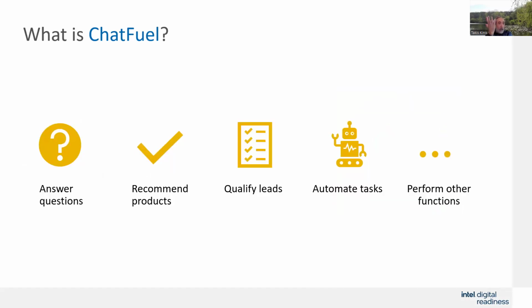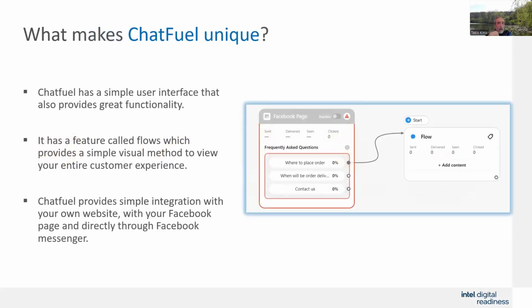What does it do? It answers questions. It recommends products. It qualifies leads. It automates certain tasks, and it does a bunch of other stuff too. And when you get into the product, you'll see how powerful it is without really knowing how to do very much with it in the first place. It's got a pretty clear-cut user interface, although when you watch the video I created earlier today, I was stumbling all over the place with it, which is fine. I did eventually figure it all out.